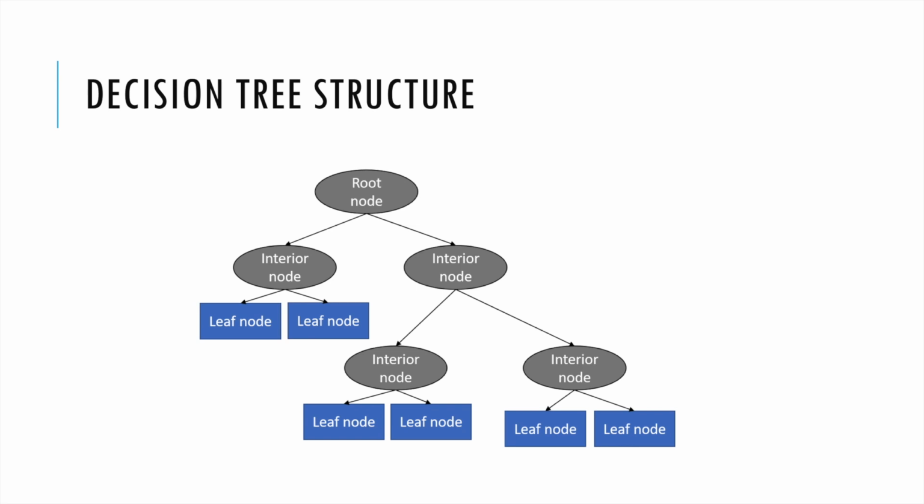The decision tree structure has a root node and also internal nodes. The internal nodes are just the decision points to decide whether to go to the left tree or the right tree, until we reach a leaf node. A leaf node is the final bucket.